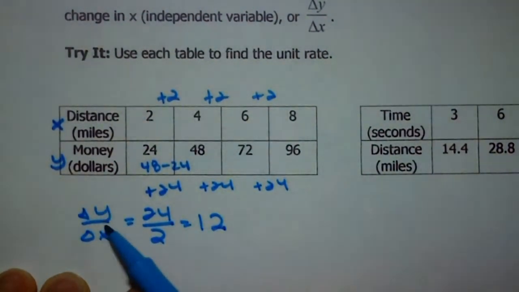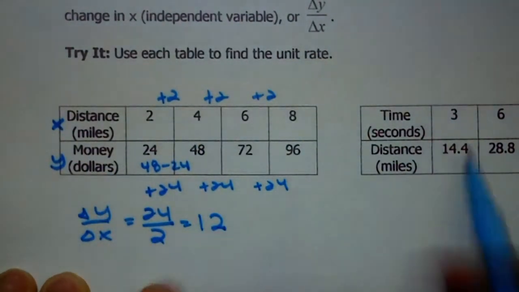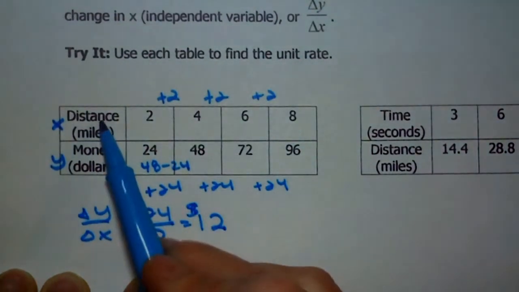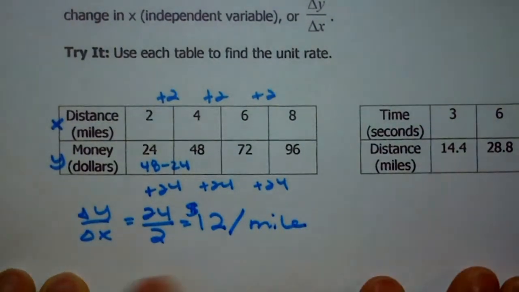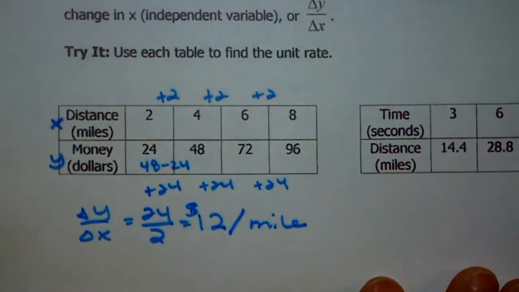Now it's y per x, right? The y value is the money in dollars, so I'm going to put a dollar sign in front of this 12, and that's per mile, so I'm going to use my little slash and write the word mile. So this shows me I get $12 for every mile, $12 per mile, y per x.